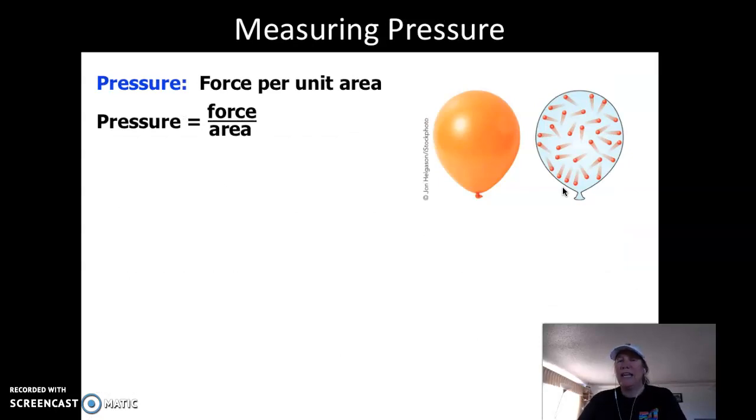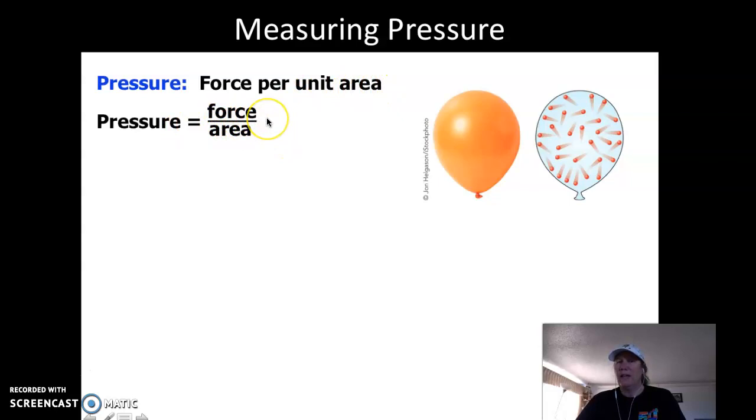When you're looking at gases, we have things we look at. Pressure is one. Pressure is force per unit area. These little particles are banging against its surface. Here we have them inside a balloon, and they move fast, so they're going to be banging and exerting pressure. So when you want to figure out the pressure, it's force per unit area, or force divided by area.